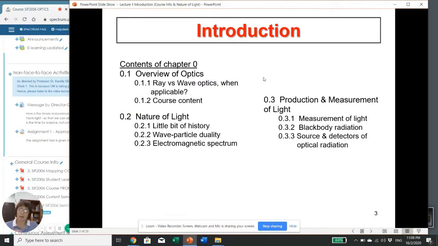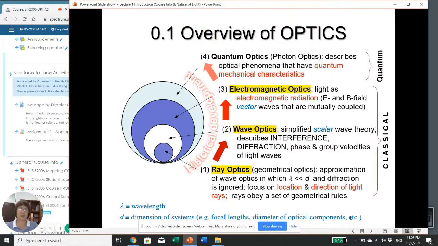Okay, now first, we give you an outline for this particular lecture. Basically, we are going to cover an overview of optics. We're going to discuss a little bit about the nature of light, and we will talk about how to produce it and how to measure light. Okay, in what we call chapter 1.